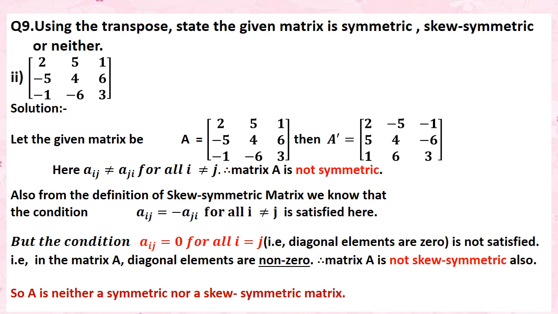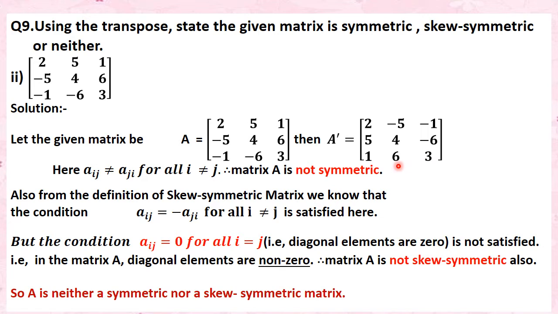Question number 9. Using the transpose, state whether the given matrix is symmetric, skew symmetric or neither. I took the second one, matrix 2, 5, 1; minus 5, 4, 6; minus 1, minus 6, 3. Let us give the name of the given matrix as A. Then we first find the transpose of A by interchanging the rows and columns. So in transpose of A, the first row will become first column, second row will become second column, and third row will become third column.